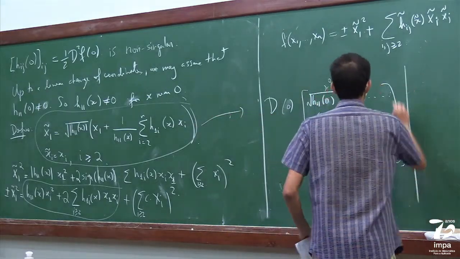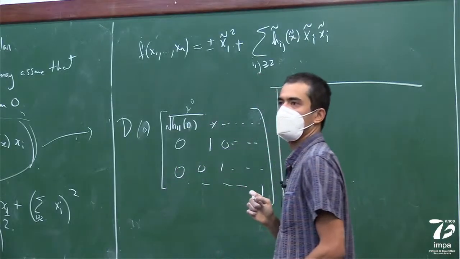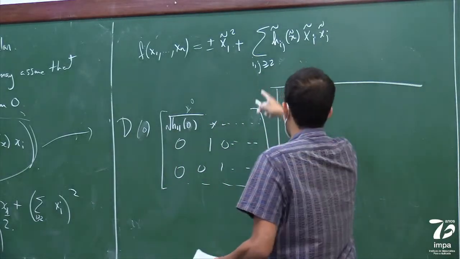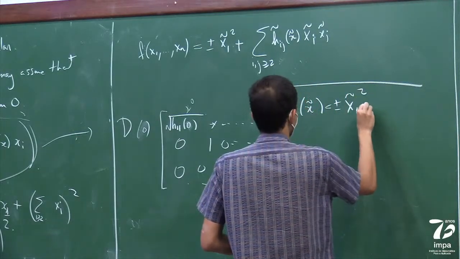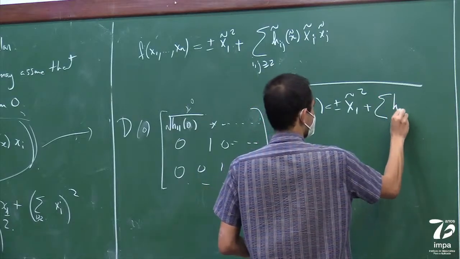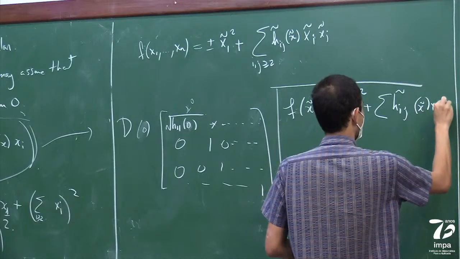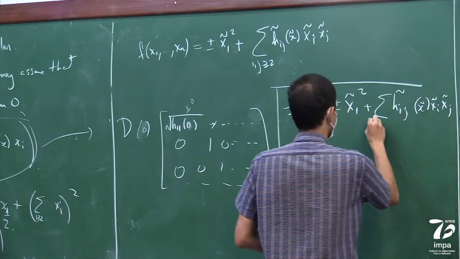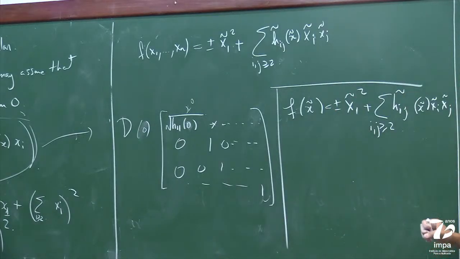So that means that you can actually write f of x tilde, where x tilde is the new chart, as this. So this is plus or minus x1 tilde squared, and then plus this term of x tilde, xi, xj tilde, for i and j greater than or equal to 2. Okay? So that's the first step of the induction.